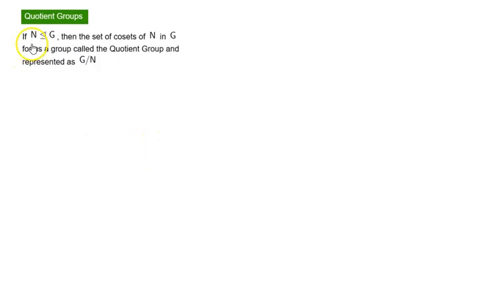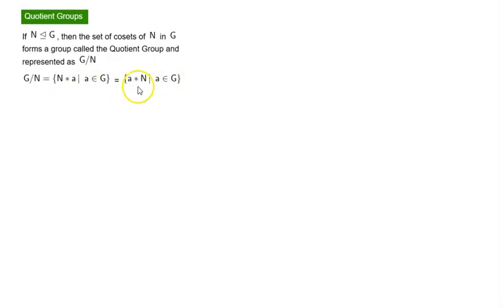Let us look at quotient groups. Now, if N is a normal subgroup of G, then the set of cosets of N in G forms a group called the quotient group, represented as G slash N or G by N. So G by N is equal to the right coset, subgroup N times A, where A is in G, or the left coset, A times the subgroup N, where A is in G.